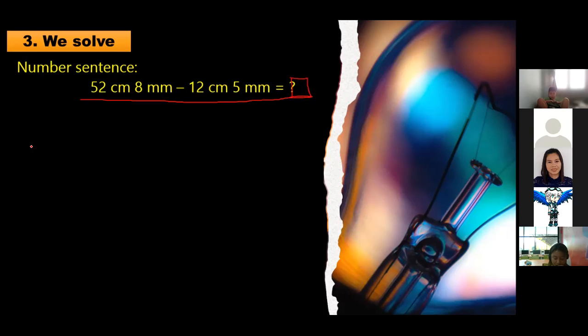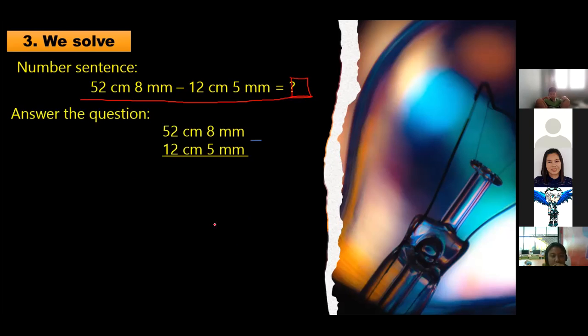In we solve, we also have to answer the number sentence. So what will be the answer? 52 centimeter, 8 millimeter, minus 12 centimeter and 5 millimeter. What is the answer? So 8 minus 5 equals 3. Okay, 3 millimeter. We will write this one.